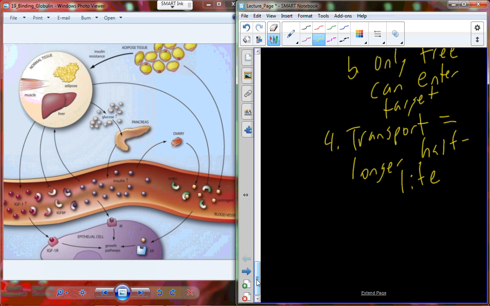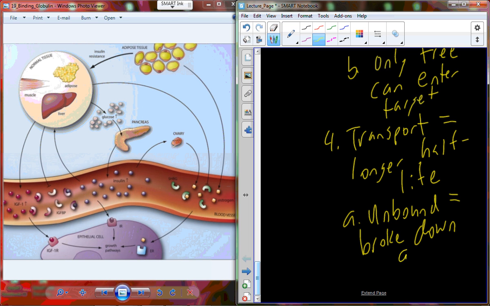When you have the molecule in transport, if it is unbound, which again is required so that we can move that steroid or that thyroid hormone to the target tissue, but if it's in an unbound form, it's actually going to be broken down very quickly.